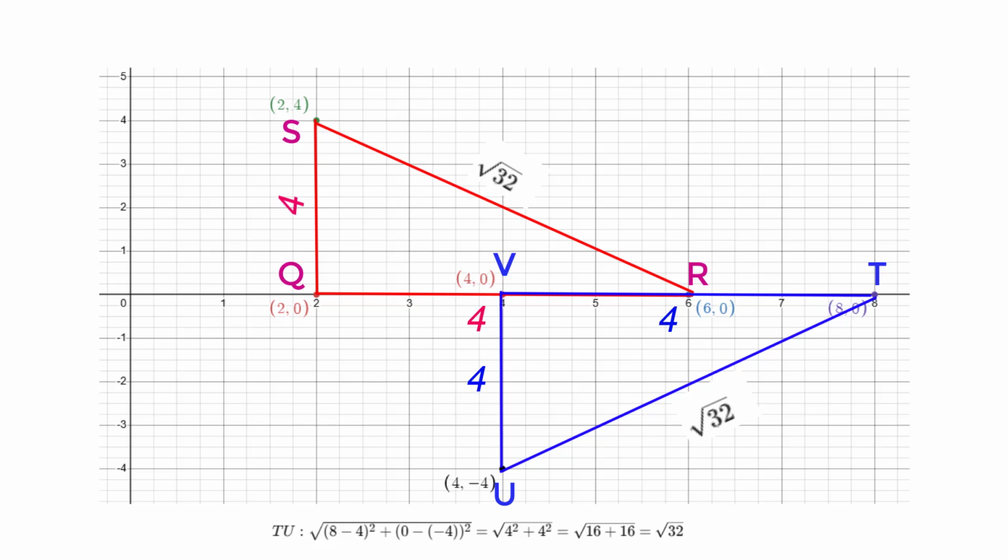Step 3. Compare the triangles. Now let's compare the two triangles. Triangle QRS has sides 4, 4, square root of 32. Triangle VTU also has sides 4, 4, square root of 32. That means all three side lengths match. So these triangles are congruent by SSS, which stands for side, side, side.